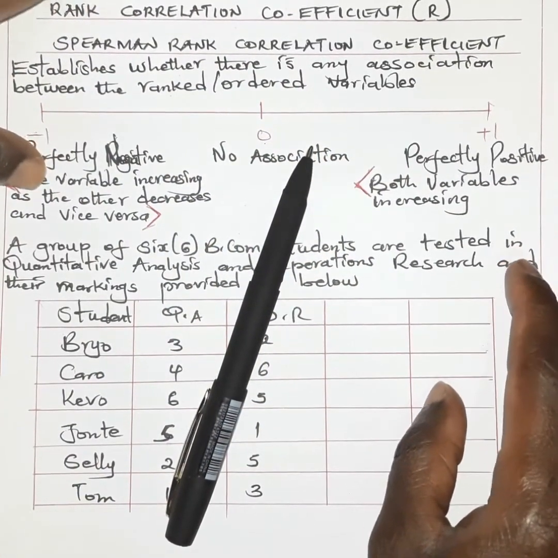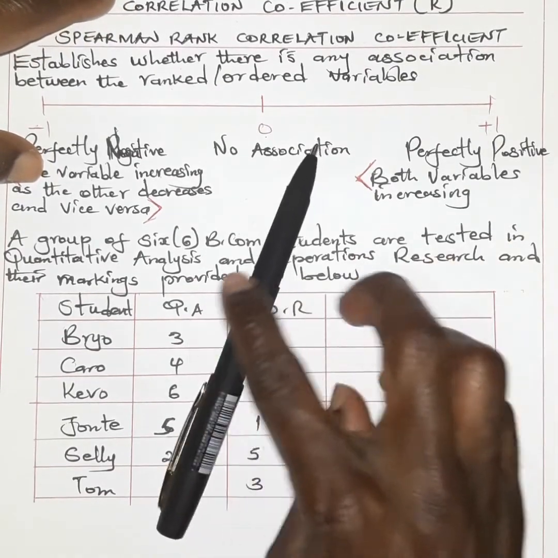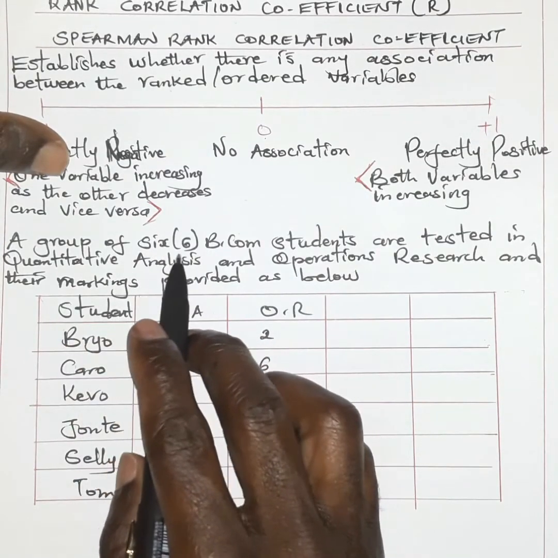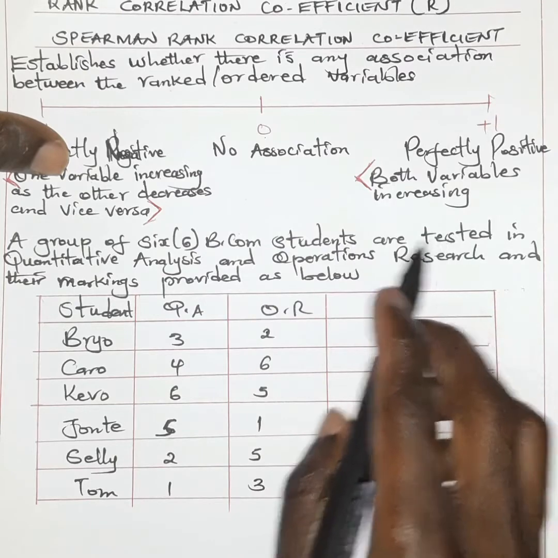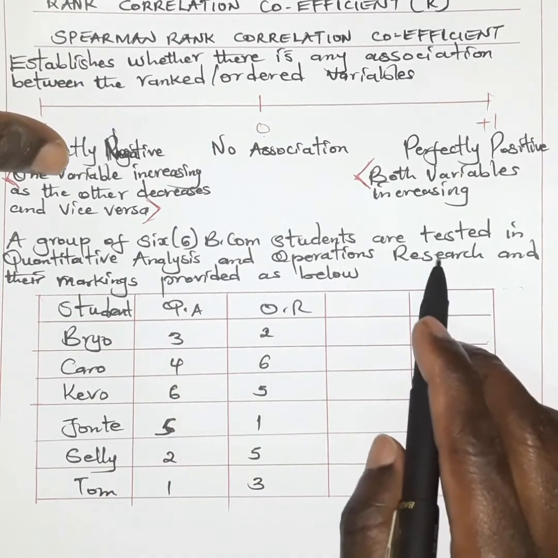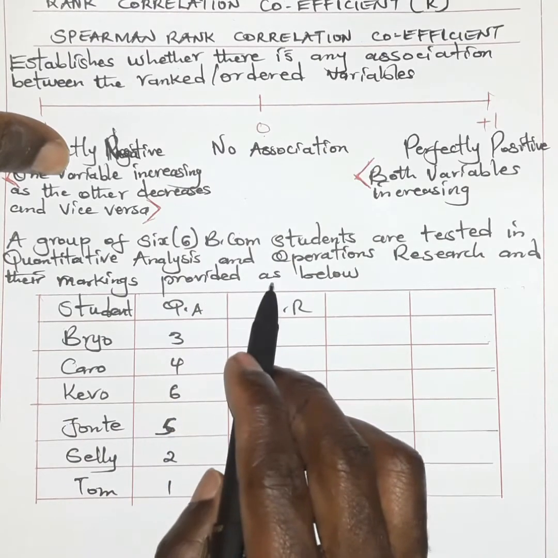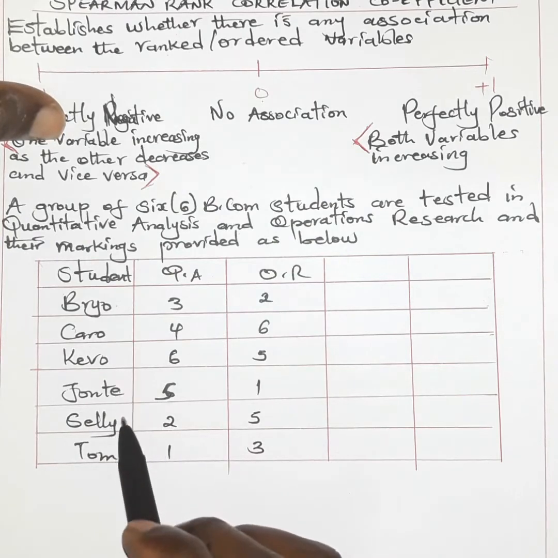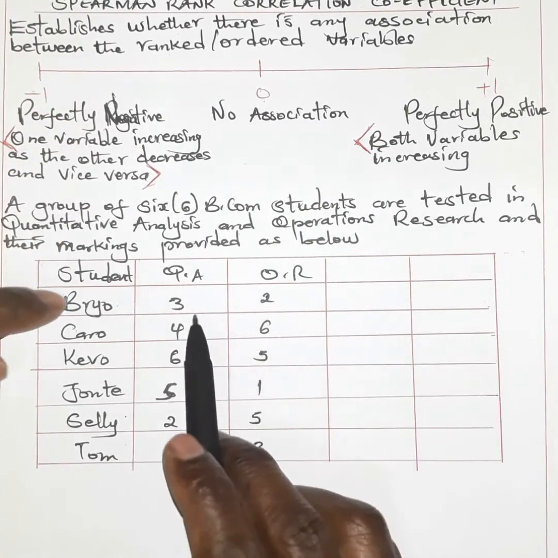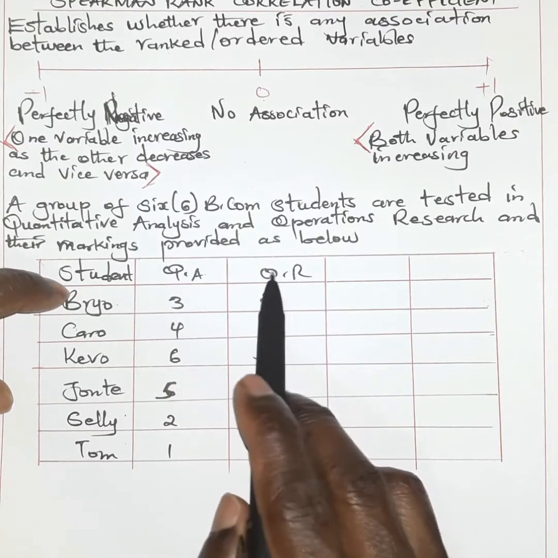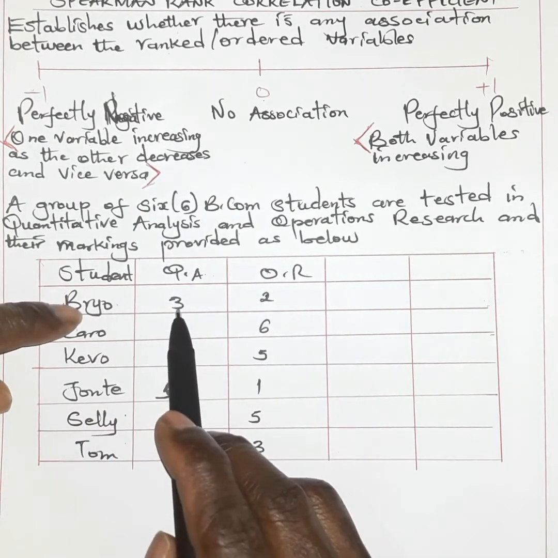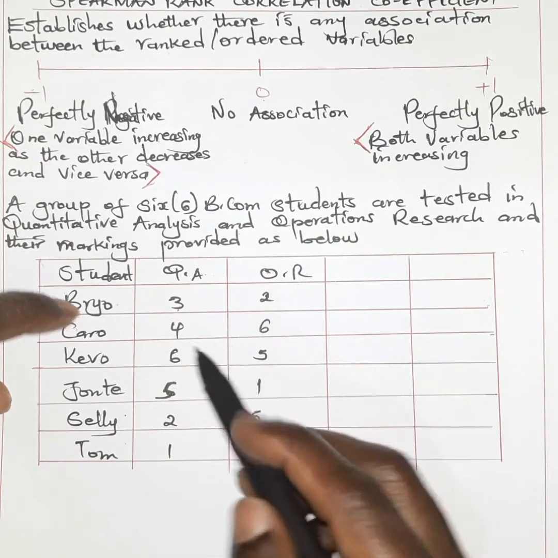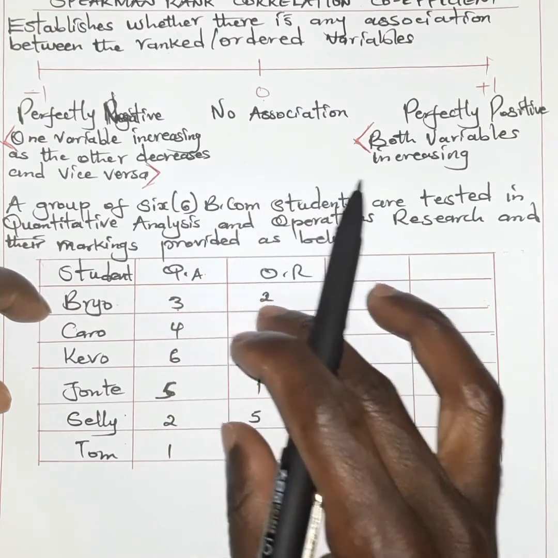Now we have a question which states that a group of 6 students are tested in quantitative analysis and operational research, and their rankings are provided as below. We have the students Brayo, Caro, Kevo, John, Sally, and Tom. Brayo ranked 3rd in QA and 2nd in operational research. And we also have the subsequent rankings for the other students.